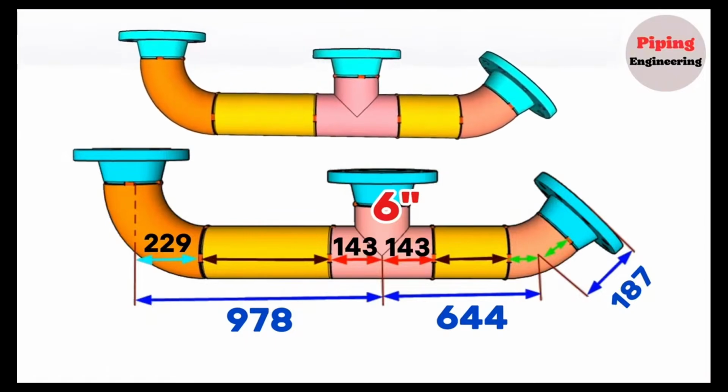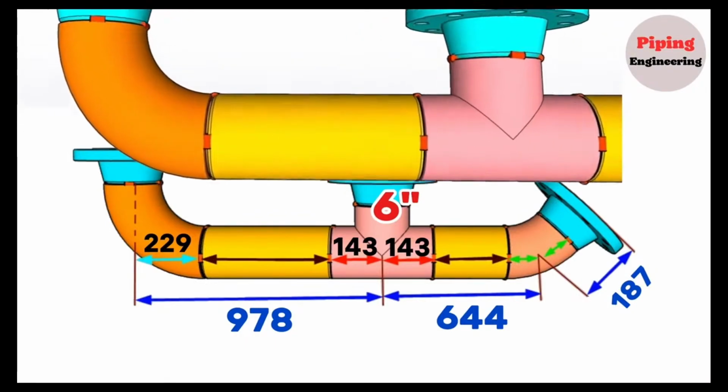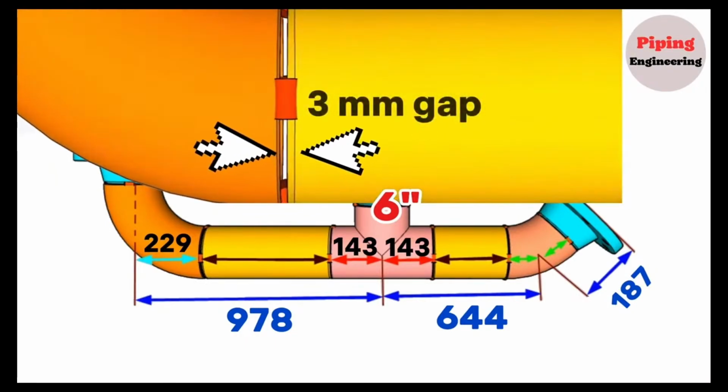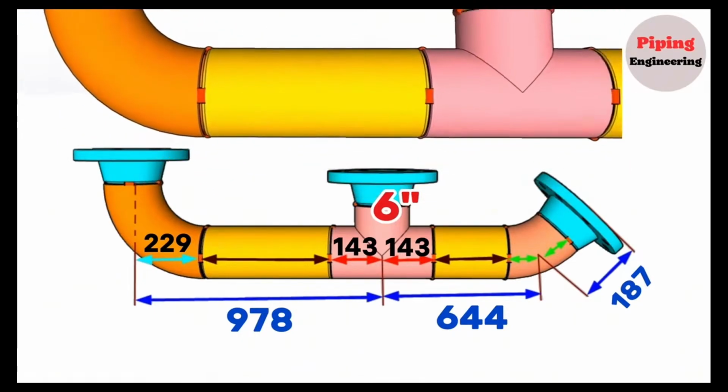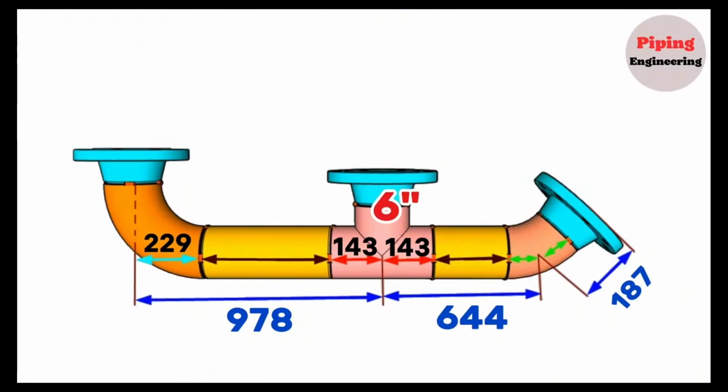Also, during fit-up there should be a gap of about 3 mm between the pipe and 90-degree elbow, and between the pipe and equal T to be welded. Having this gap is for better root welding. We should take these gaps into account when calculating the length of the yellow color pipe section.